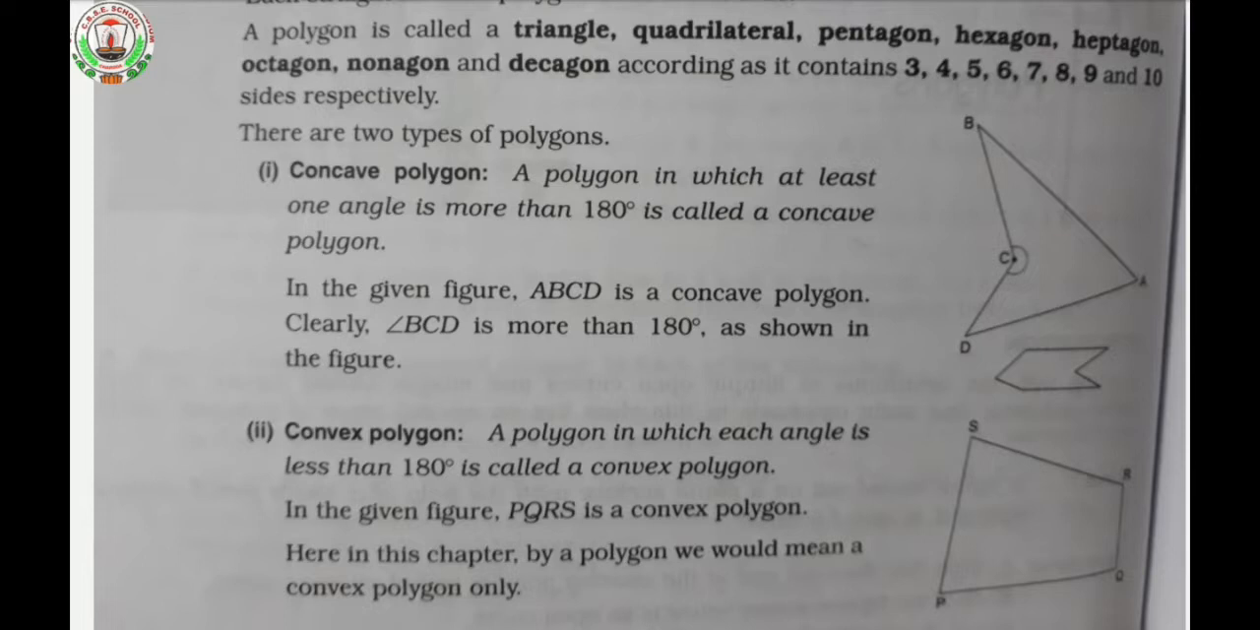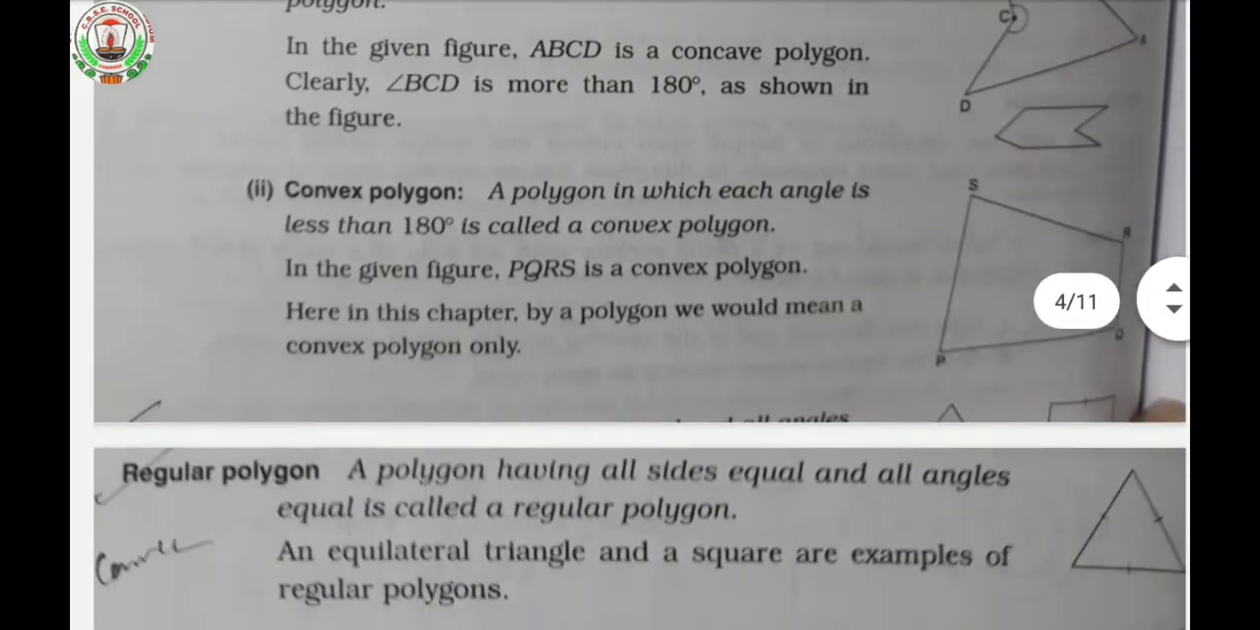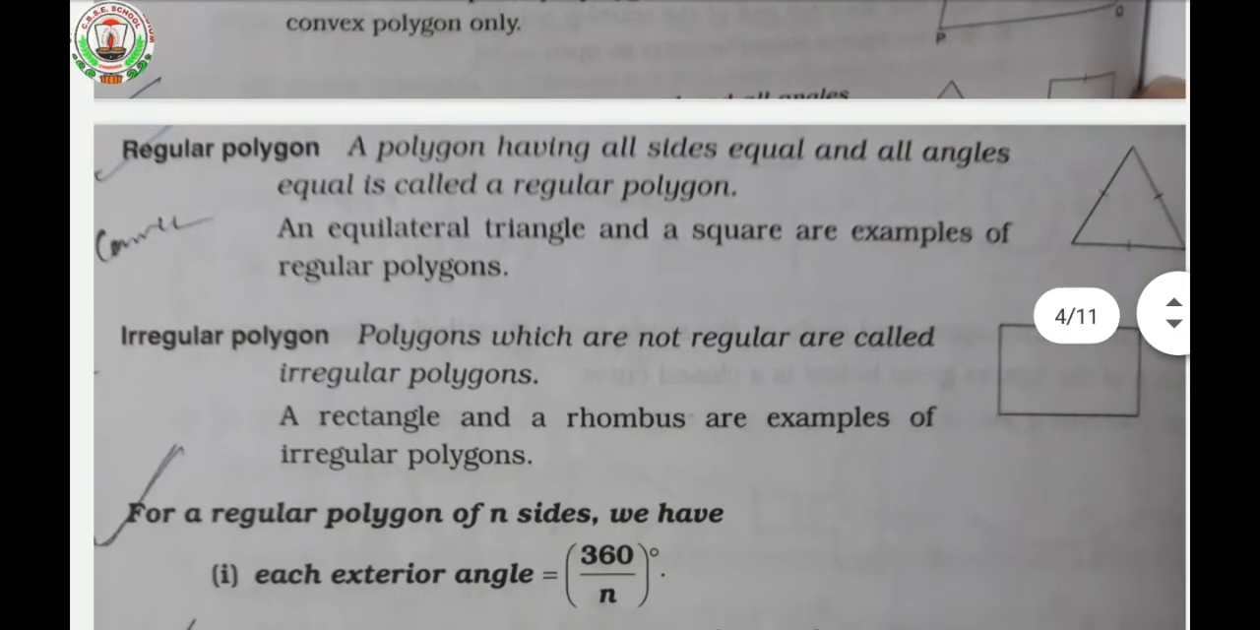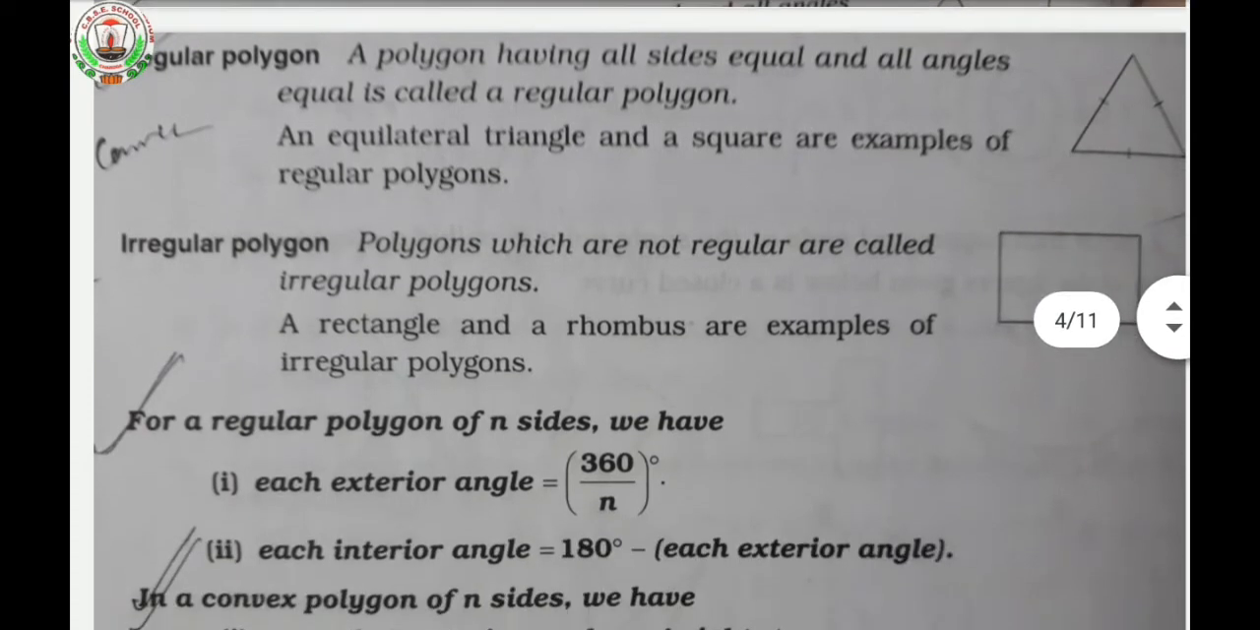But the sum of all the four angles of a polygon is equal to 360 degrees. Clear? What do you mean by convex and concave polygon? Next is regular polygon and irregular polygon.